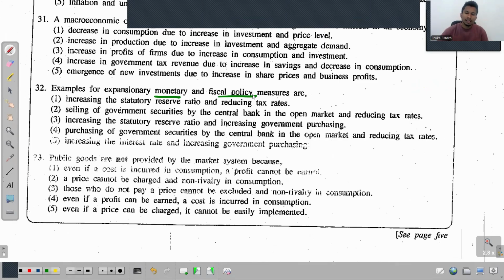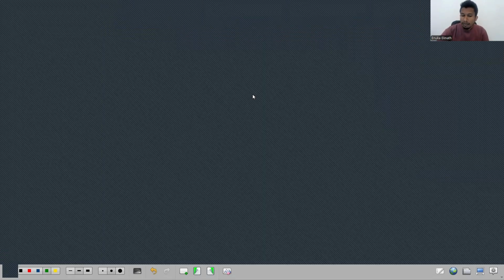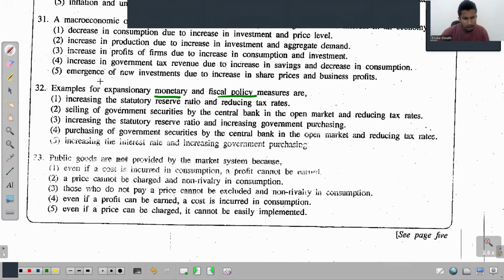That is also one example for an expansionary monetary policy, because we talked about reducing interest rates. When the interest rate is reduced, what will happen? The money supply will increase. So that will be expansionary in nature.